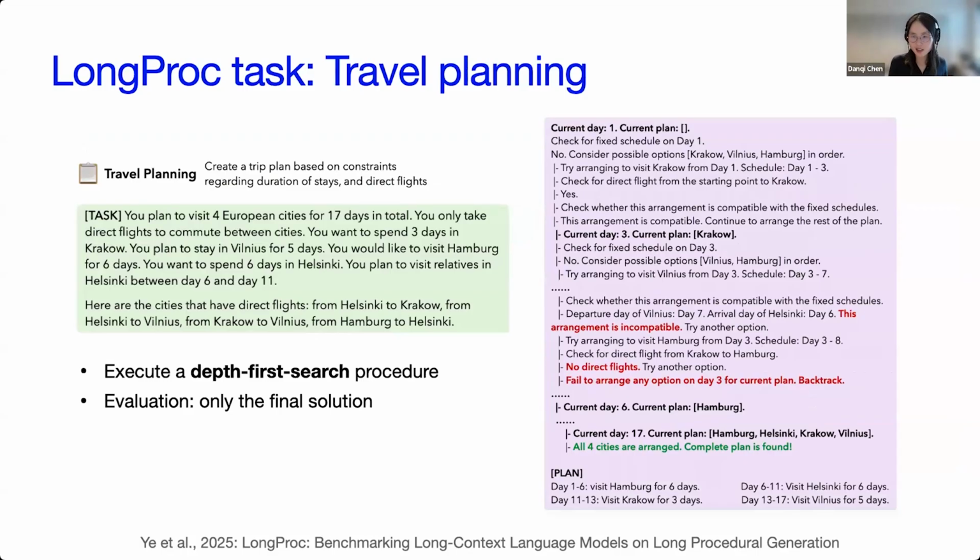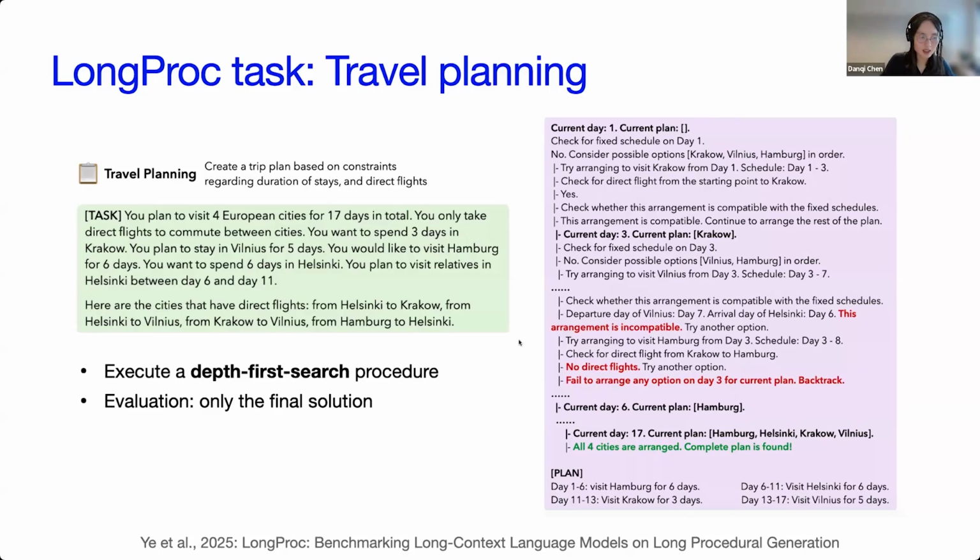Basically, the task is that I'll give the model a bunch of cities, for example, in Europe. And I will tell you which cities there are actually direct flights between. And I want to say, okay, I want to spend a couple of days in one city. I want to spend maybe 5 days in another city, and maybe between day X to day Y, I want to visit another city. And then we finally want the model to come up with a travel plan that actually satisfies all the constraints.